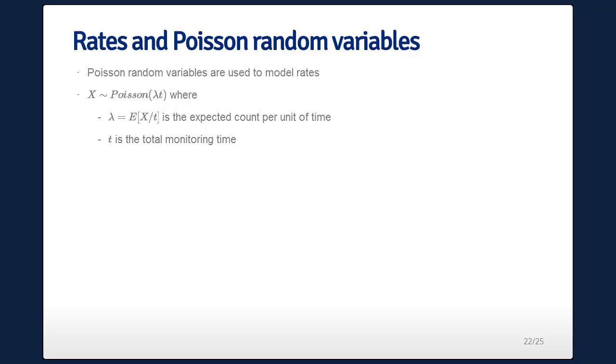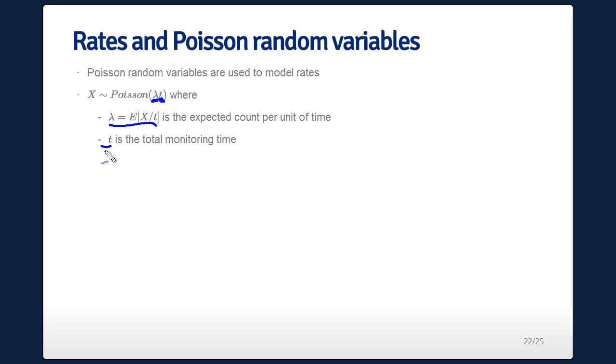So I want to emphasize that the idea of studying rates and using the Poisson is really highly tied together. The lambda parameter from a Poisson has a unit. If I'm looking at radioactive decay, lambda is the decay per unit time, and t is the number of time points that I monitored. So if I wanted to look at radioactive decay per minute, t would be in minutes, and lambda would be the rate per minute. So note, lambda is the expected value of x over t, the expected count per unit time, and t is the total monitoring time.